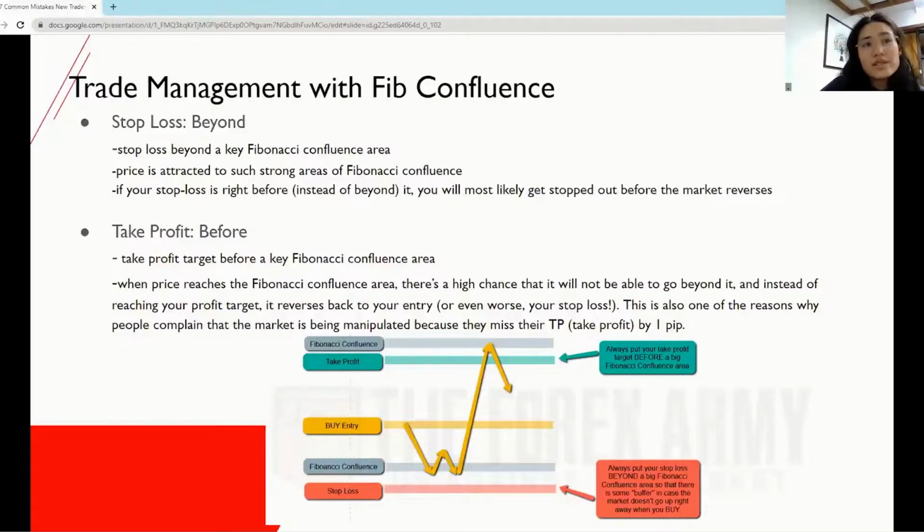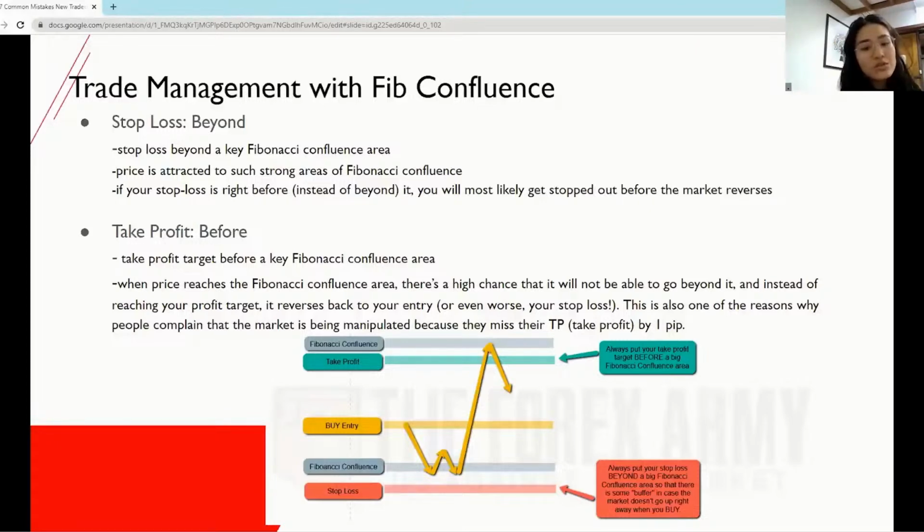So now let's take a look at take profit. So take profit target before a key Fibonacci confluence area. So it means that you should always put your take profit target before a key area. And the reason for this is because when price reaches the Fibonacci or support and resistance area, there's a high chance that it will not be able to go beyond it. And instead of reaching your profit target, it reverses back to your entry or even your stop loss.